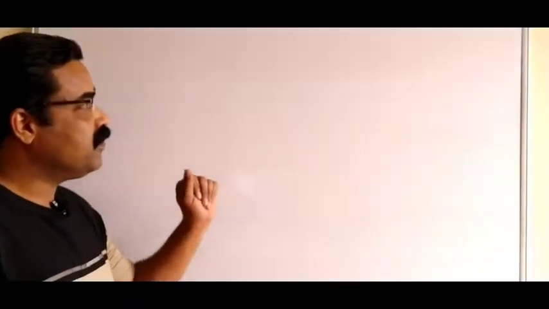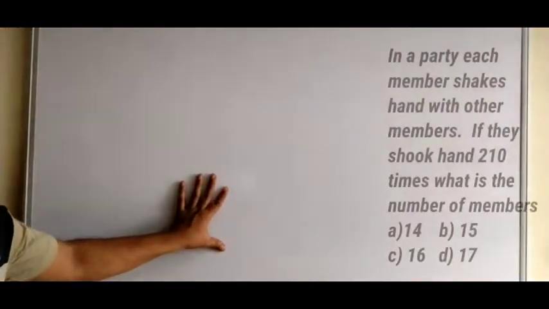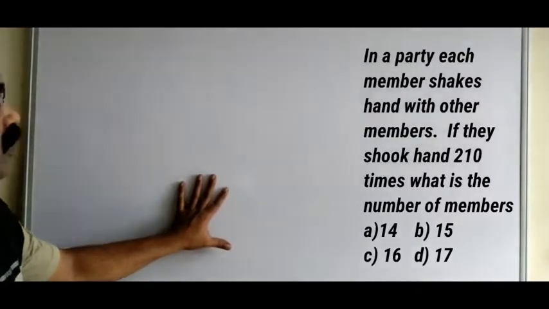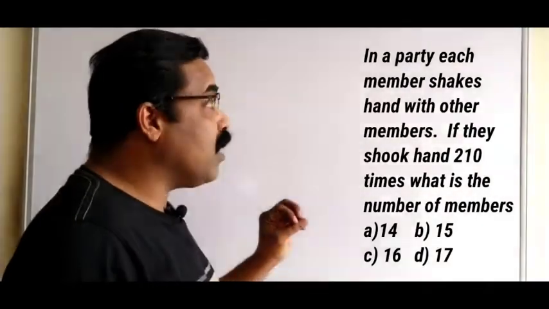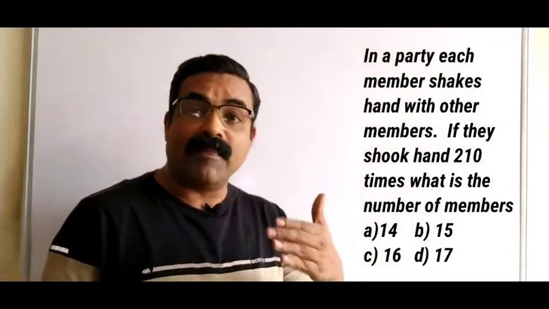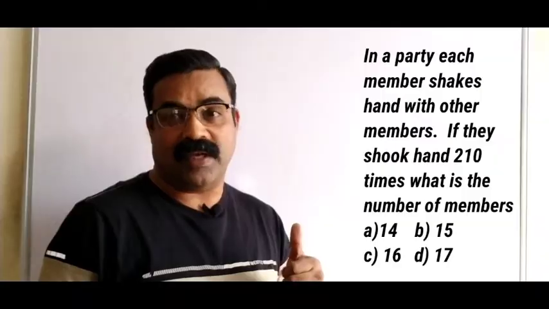Here is your next question. The question is, in a party, each member shakes hands with the other members. If they shook hands 210 times, what is the number of members? You need to find out the number of members in a particular party based on the number of handshakes that took place.